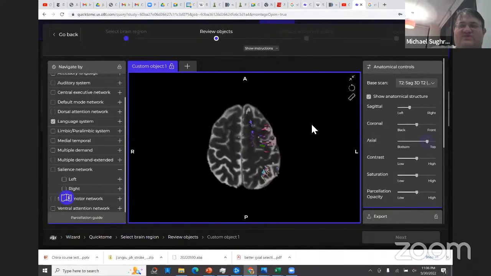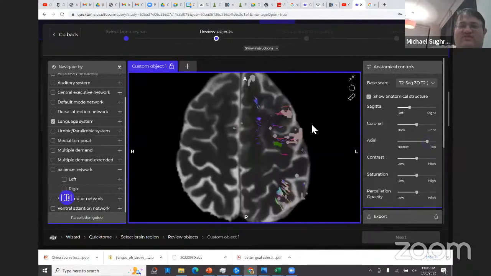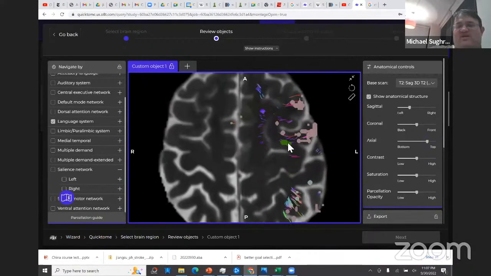Let me just zoom in. That thing right there is the hand knob, and right in front of it is 55B. That's the motor cortex of the larynx. We didn't even know that there was a language area in that sulcus until very recently.